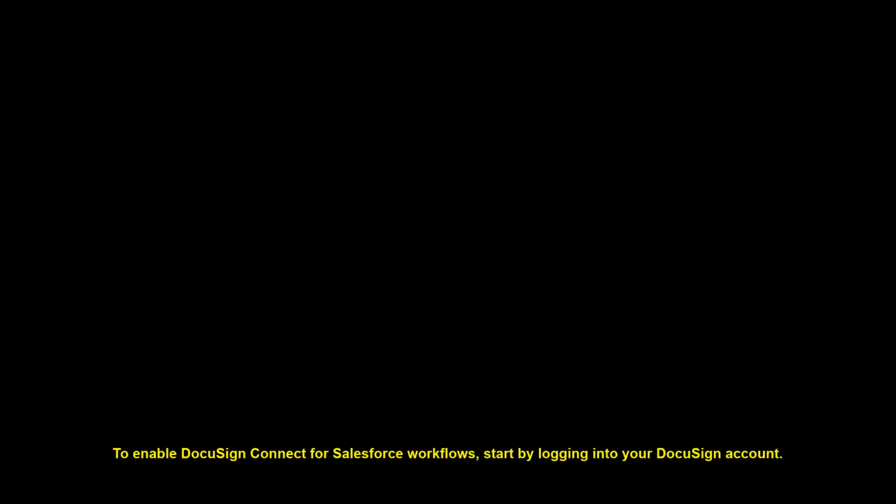To enable DocuSign Connect for Salesforce workflows, start by logging into your DocuSign account. Navigate to the My Account section in the upper right corner of the dashboard. From there, select Connect under the Integrations menu. Click on the Add Configuration button to set up a new Connect configuration.